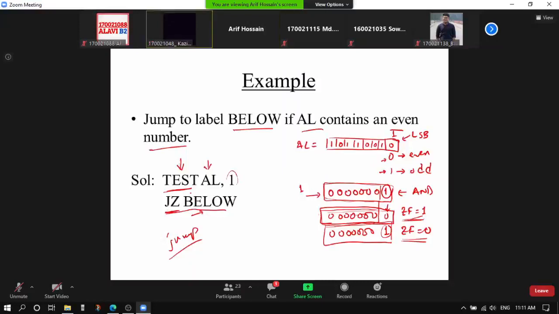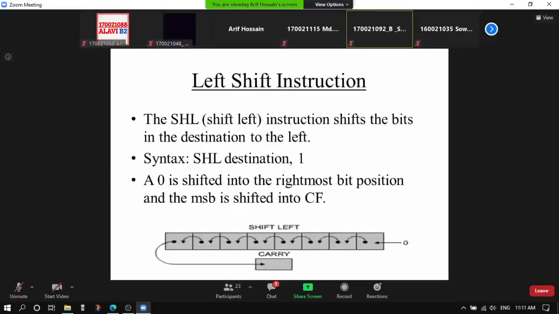Sir, is it the only criterion for jump, sir? No. This is the only criterion for jump zero. There are many other jumps. For jump zero, we only check the zero flag, nothing else. You can see your previous class, maybe you forgot. There are a lot of conditional jumps. Jump zero is one of the conditional jumps. All right? Yes, sir. Can I move on? Yes, sir. All right, next one.